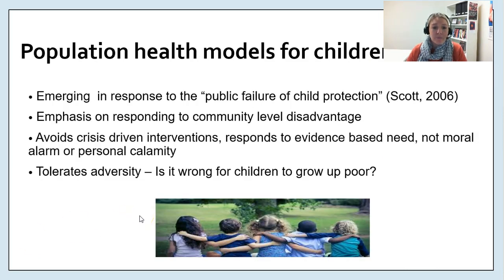So I briefly mentioned population health models. Again, these emerged in response to the public failure, as Scott 2006 notes, of child protection. The emphasis here is responding on community level disadvantage. It avoids just intervening at a crisis point, but responds to evidence-based need.